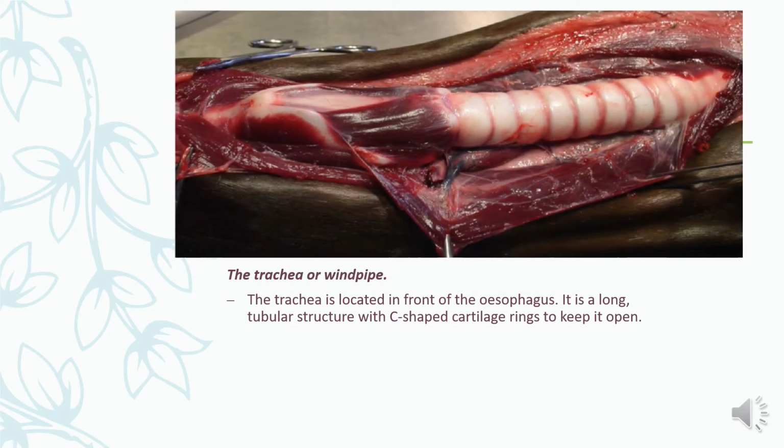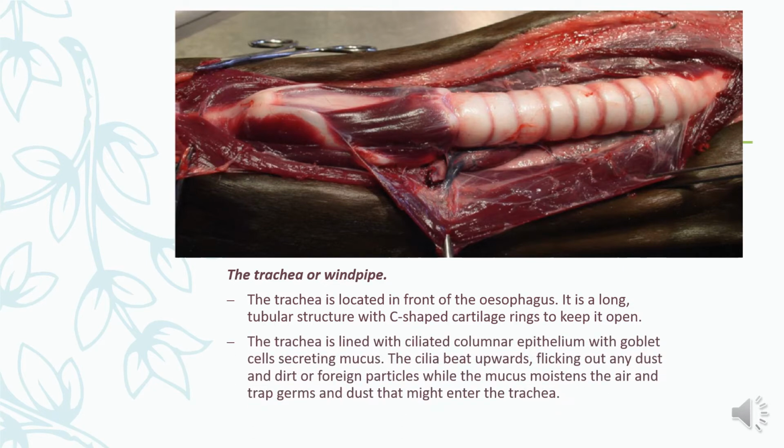Then the trachea is lined with ciliated columnar epithelium that has little goblet cells that are there to secrete mucus. Now the cilia beat upwards, flicking out any dust and dirt and all foreign particles, while the mucus moistens the air and traps the germs and dust that might enter the trachea.